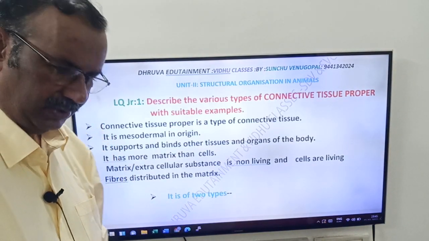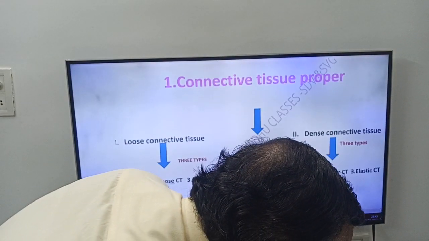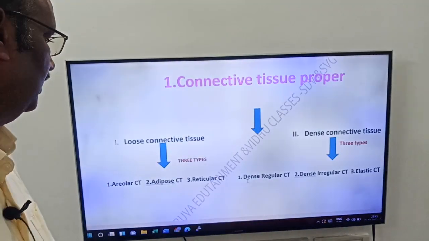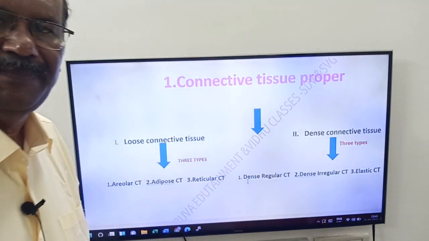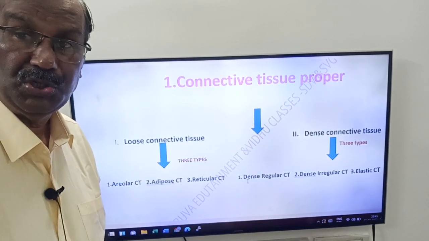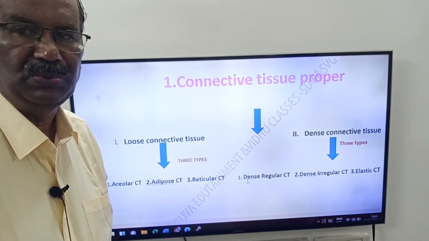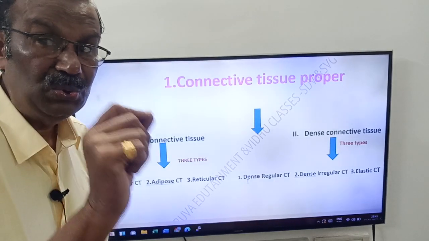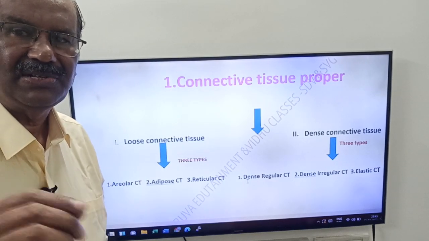Now this connective tissue is of 2 types. Please concentrate on this. Connective tissue proper is of 2 types. How many types? 2 types. What are those 2? One is loose connective tissue and the other is dense connective tissue. You have to concentrate on the words loose and dense.